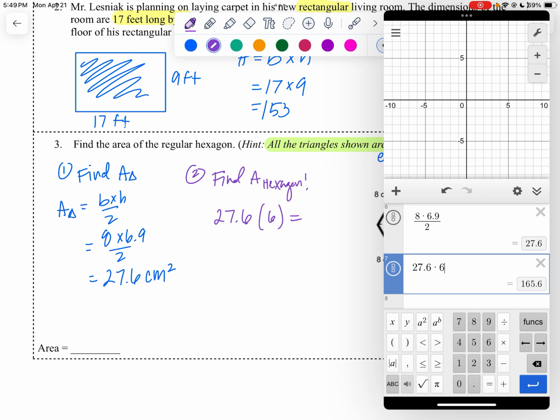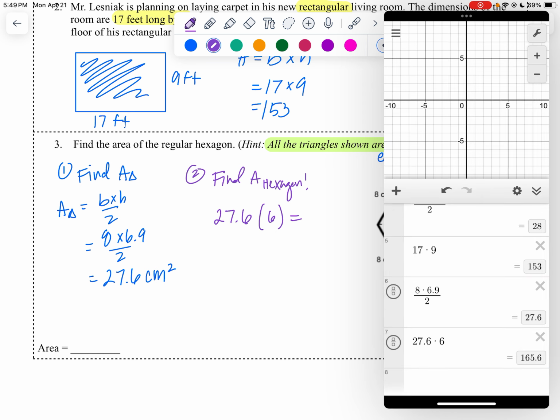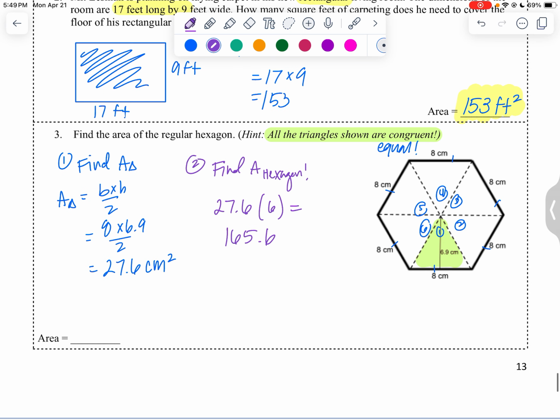27.6 multiplied by 6 gives me 165.6. Looks like my unit is centimeters, and I have to square it. And there's my answer. That's it. All we had to do was think about it in terms of our triangles.